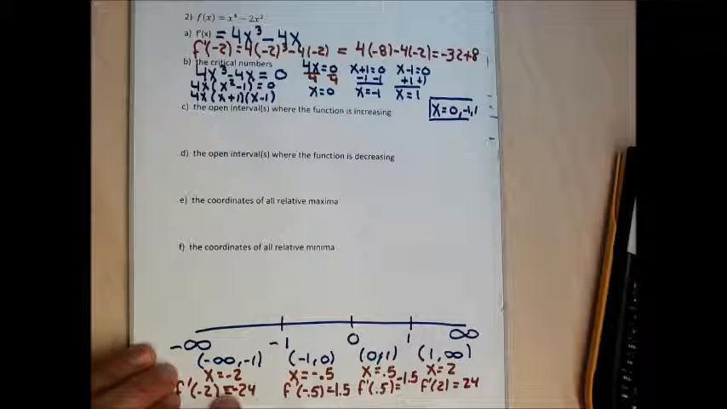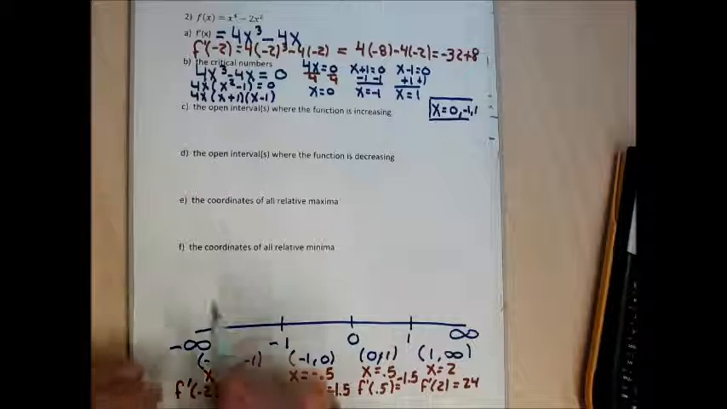In this first interval, because I got a negative number, that's going to be an interval where the graph is decreasing.